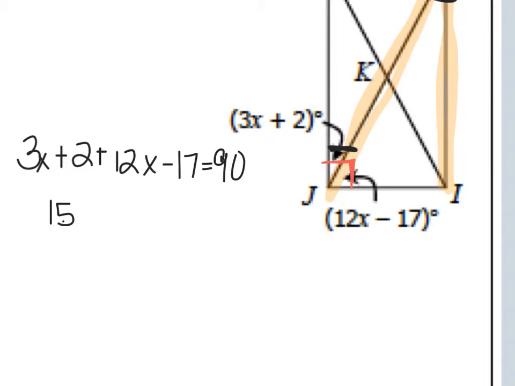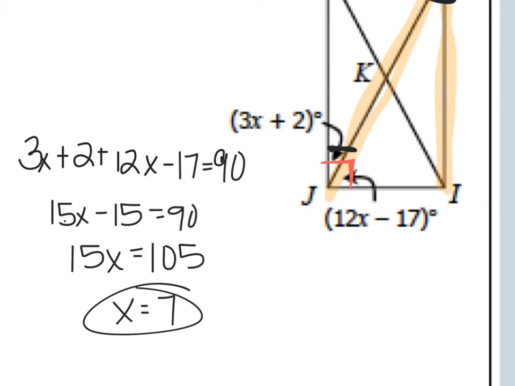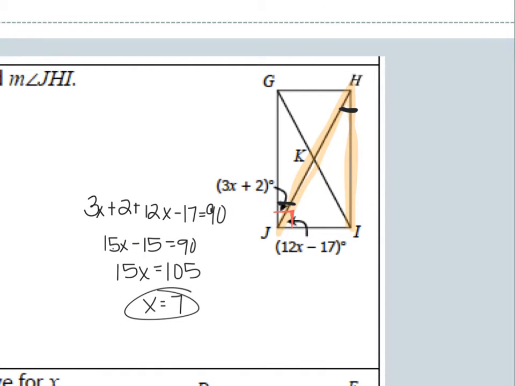We have 15x minus 15 equals 90. Add 15 to both sides, so 90 plus 15 is 105. Divide both sides by 15. X equals 7. So again, awesome, but I need to plug it in to find that angle JHI.